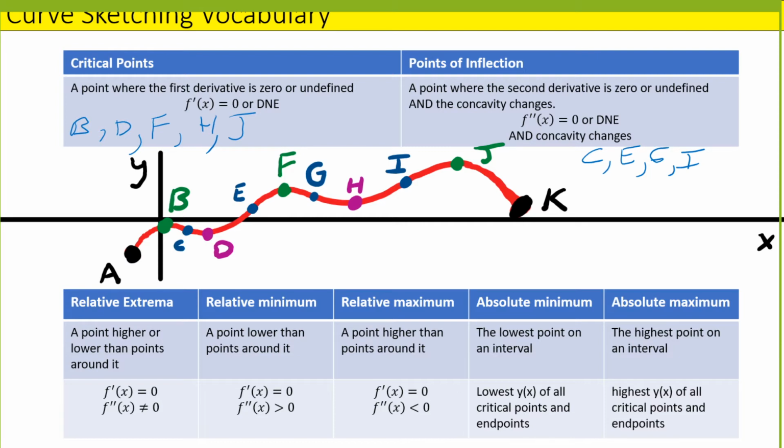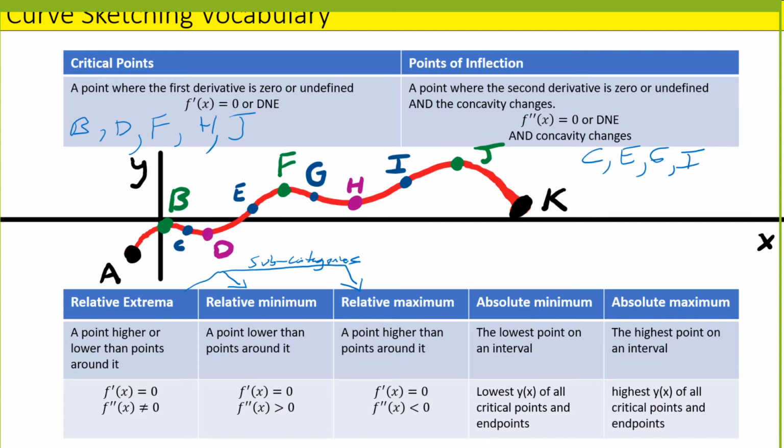A relative extrema is a point that is higher or lower than the points around it. So they could be either relative minimums or relative maximums. So these are subcategories. A relative minimum is a point that's lower than the points around it. A relative maximum is a point that's higher than the points around it. So if I was a relative minimum, my first derivative would be 0. That means my slope is 0. And my second derivative would be positive. So I would be concave up with a slope of 0.